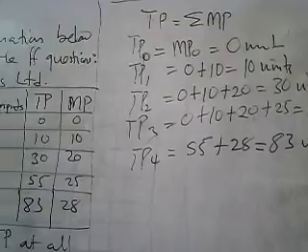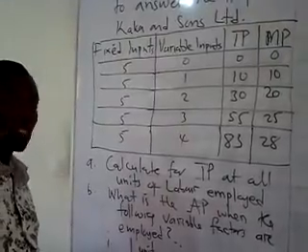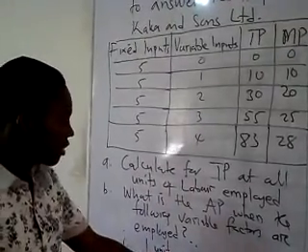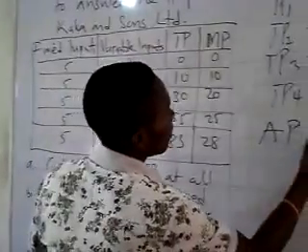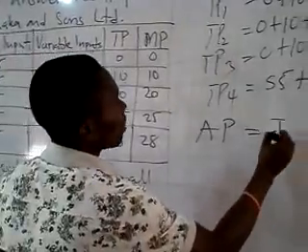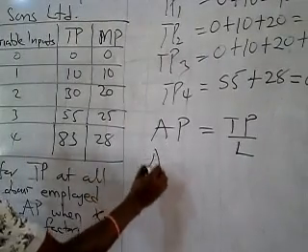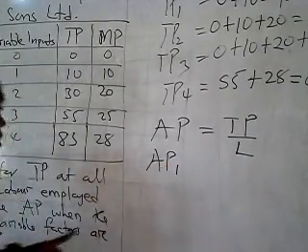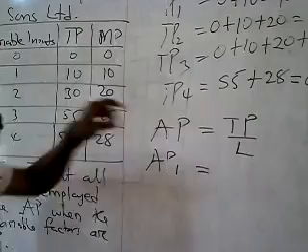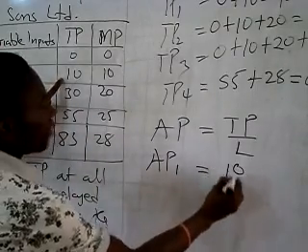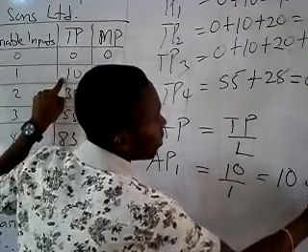Our next question says we should calculate for average product when the first unit of the variable factor was employed, and then the second unit of the variable factor was also employed. So average product is simply total product divided by the variable factor, which is labor. So average product 1, when the first variable factor was employed, is going to be the total product 1, which is 10, divided by 1. And then this will give us 10 units.